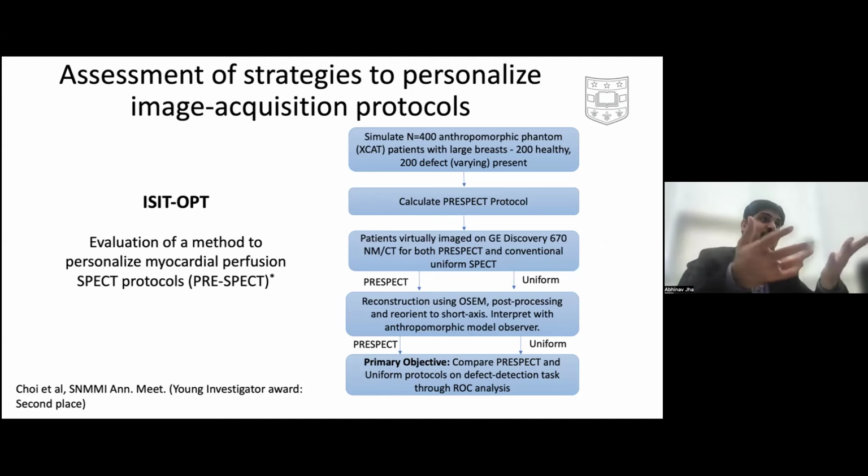Because if you have a female patient, for example, with large breasts, you have more attenuation artifacts. Patients who are obese, you have more attenuation artifacts. So it may be possible that for those patients, you may actually have different protocols. Now, the tricky part here, as we were thinking about, we did some initial validation studies with, again, simulations. Our methodology showed a lot of promise. So we said, let's do an in silico imaging trial.